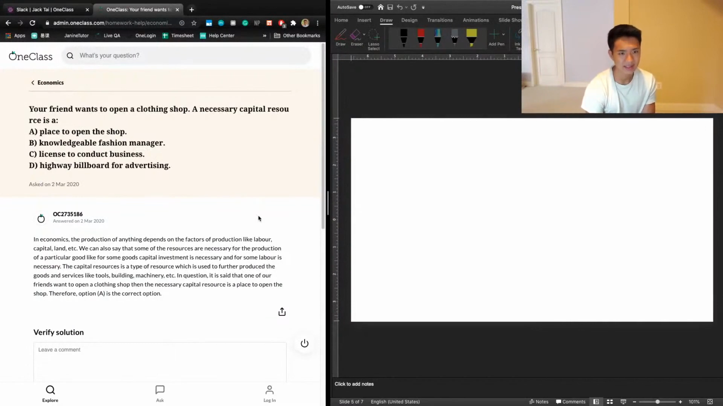C says license to conduct business. It's a legal requirement, so it's a necessity, but it's not a capital resource. A license is not something that we use to produce further goods and services, right? So C is going to be incorrect.